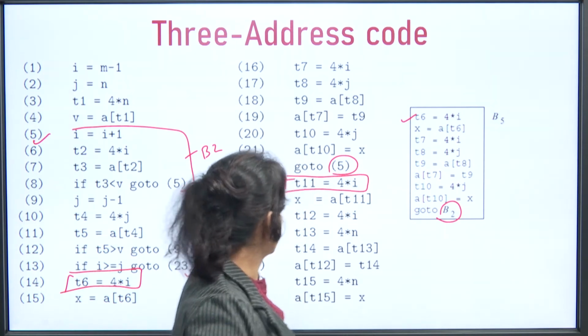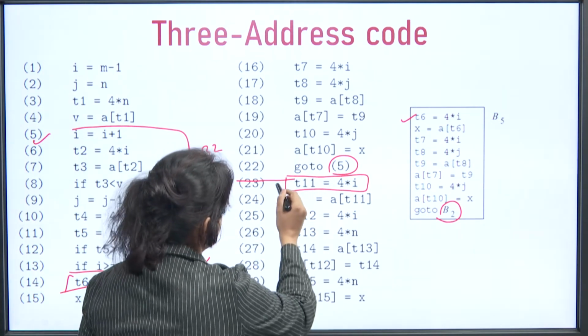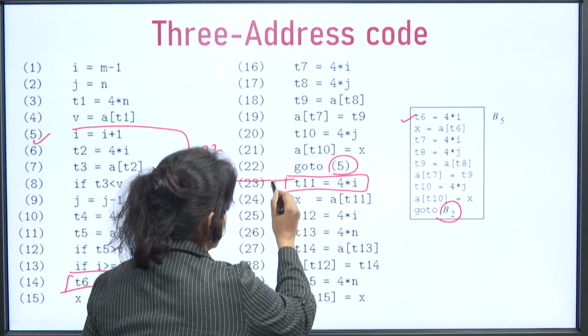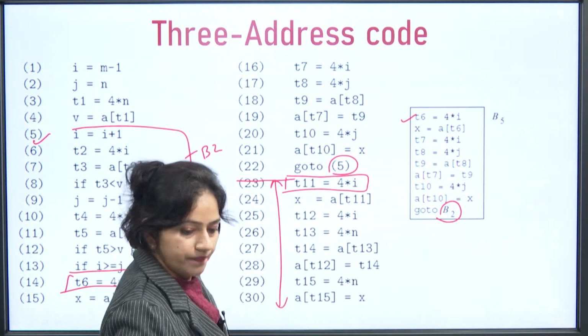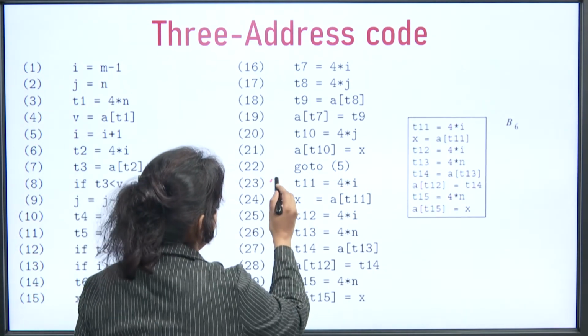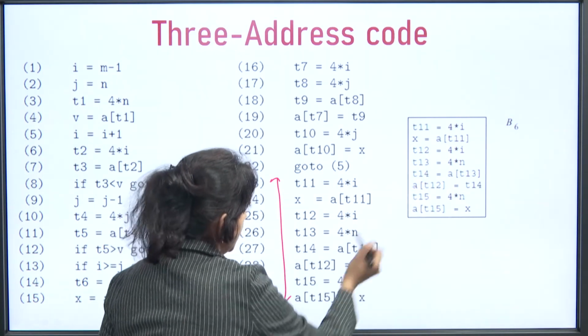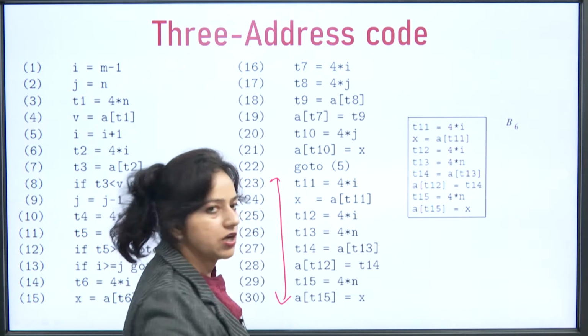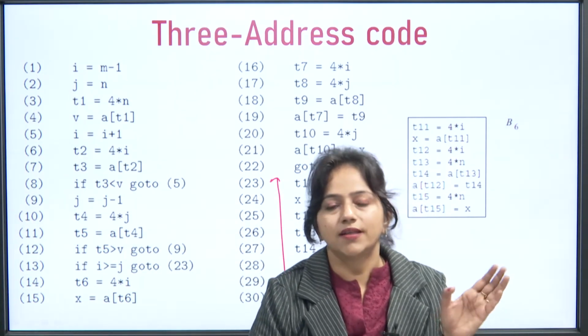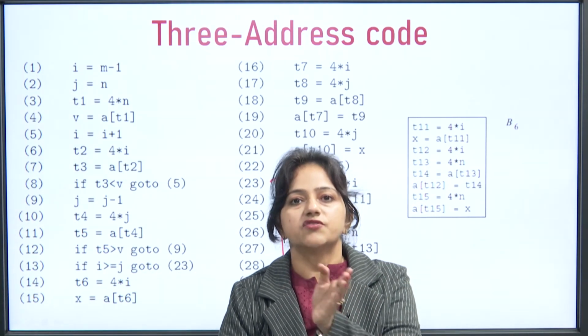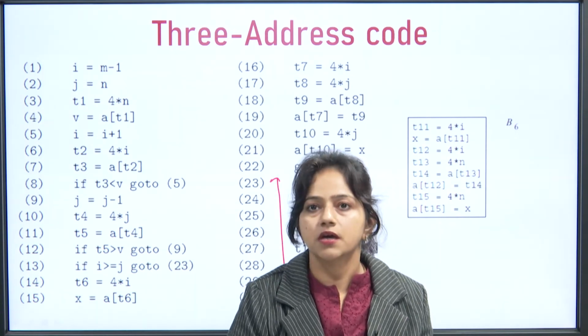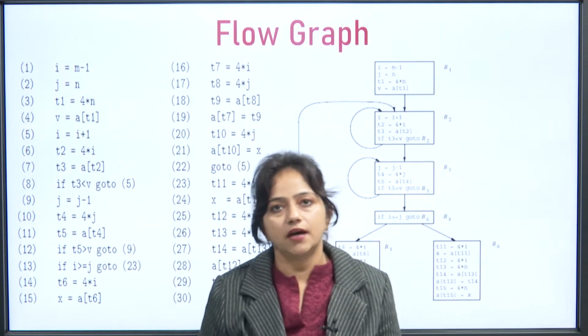What will be in block 6? In block 6 we will have the statements from here to here, this will be our block 6. So T11 is equal to 4i, T15 is equal to x. So we have found all the leaders, and using the leaders we have obtained all the basic blocks. Now, the next step is to obtain the flow graph.